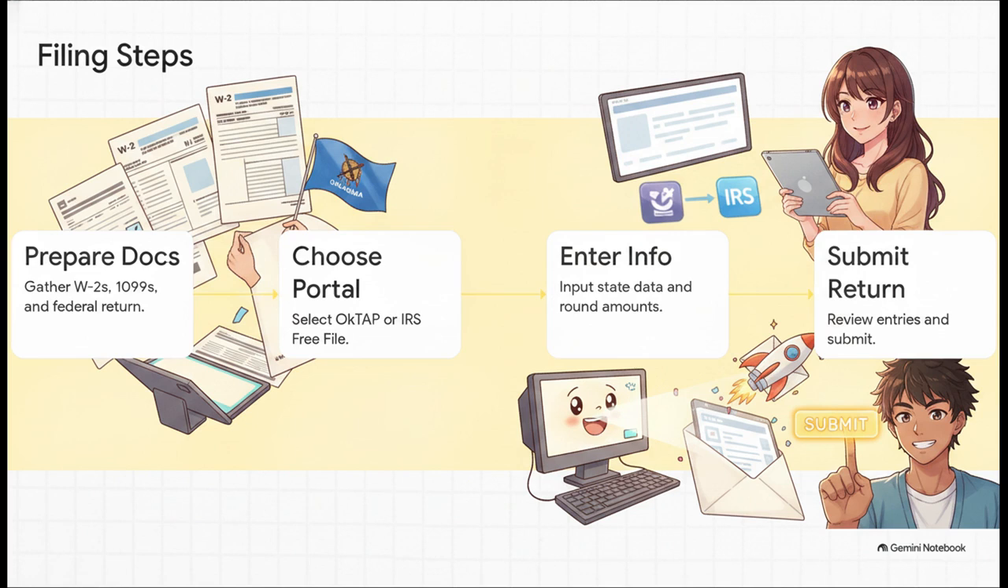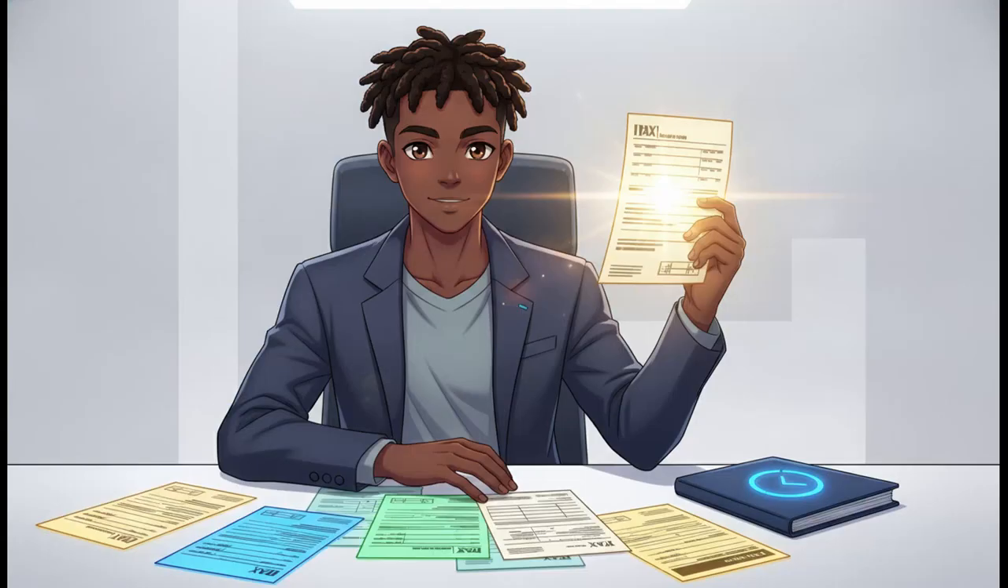Easy, right? So let's talk about what you need in hand before you even think about logging in. Preparation is absolutely key. You're going to need your W-2s, your 1099s, and any records showing Oklahoma state taxes you've already had withheld. But listen, here's the most critical rule of the day. You have got to finish your federal income tax return, Form 1040, before you start your Oklahoma return. Why? Because Oklahoma basically uses your federal adjusted gross income as the absolute starting line for your state calculations.